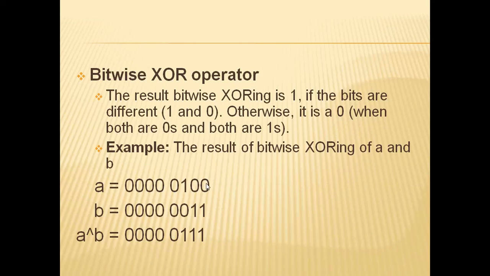If the bits are different, then the result is 1. If both are the same, then the result is 0. If it is 1, 1, then also it is 0. Both bits are the same, so the result is 0. That is called the bitwise XOR operator.